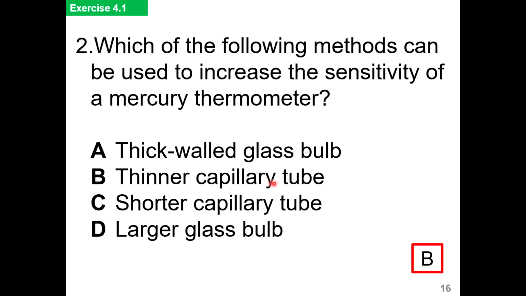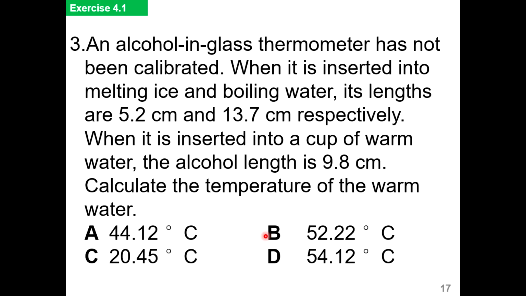When the capillary tube is thinner, the heat can flow faster to the mercury in the thermometer. It's better to use a longer capillary tube so that the increment in temperature will be more, which means more sensitive. It will change more when the temperature changes. A larger glass tube also will not increase the sensitivity of the thermometer. Okay, last question.